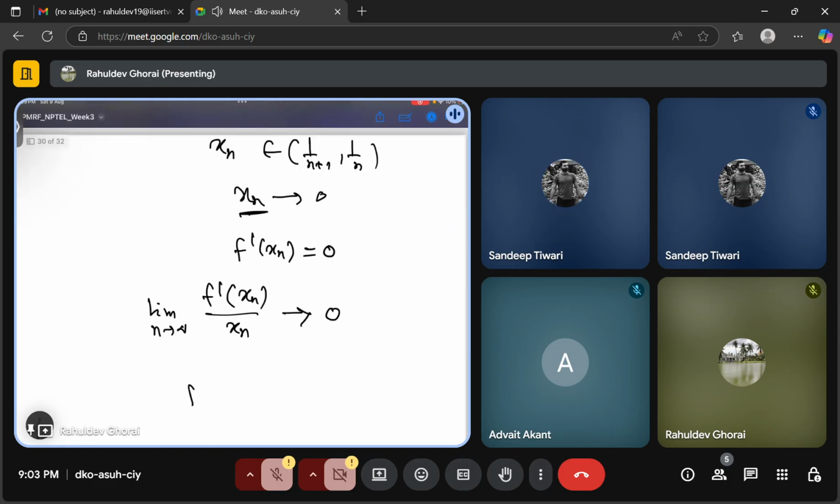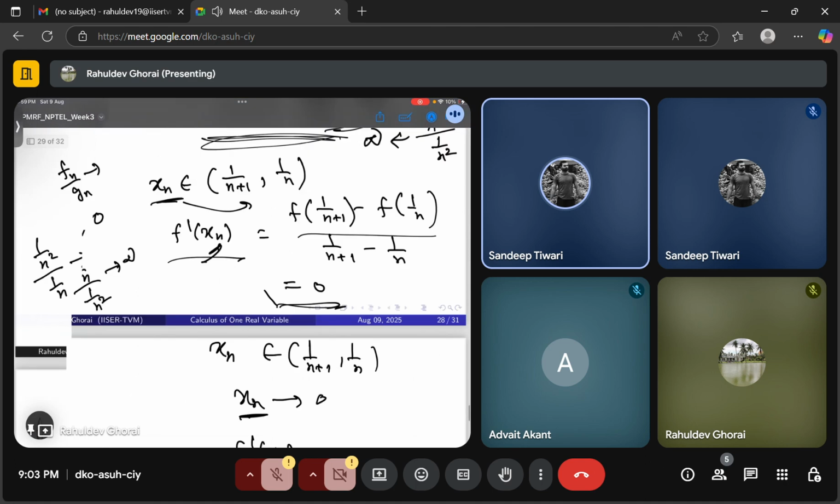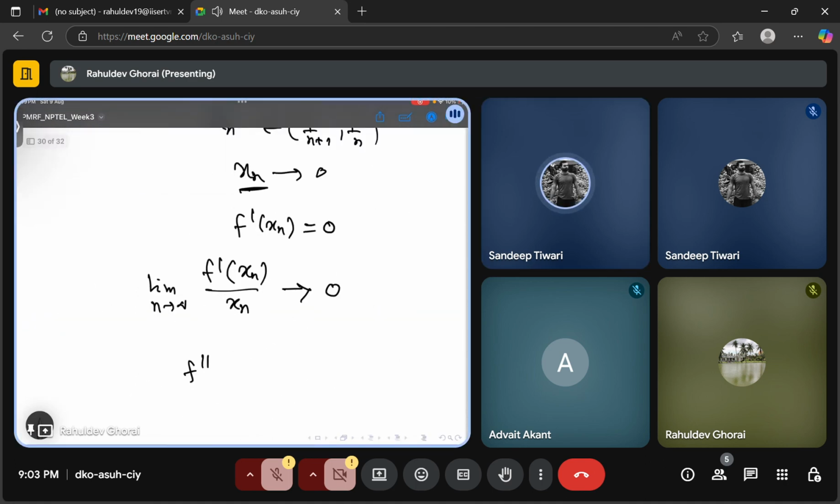So what you have mainly, and that's what you had here, is f dash xn over xn, right? So you can say that f double dash 0 has to be equal to 0 because it exists. For a sequence you will see that it is equal to 0, so it has to be equal to 0. Correct? Yes.